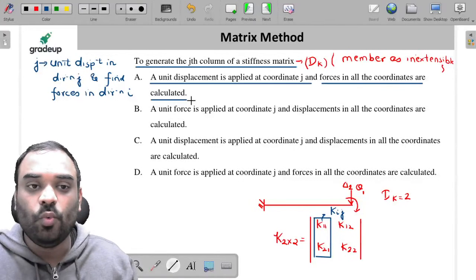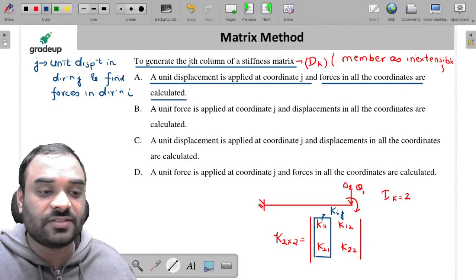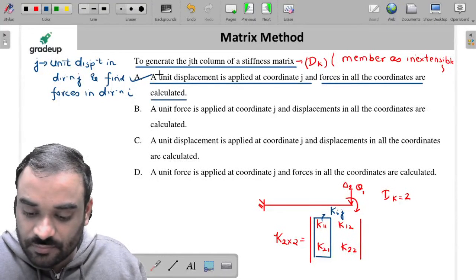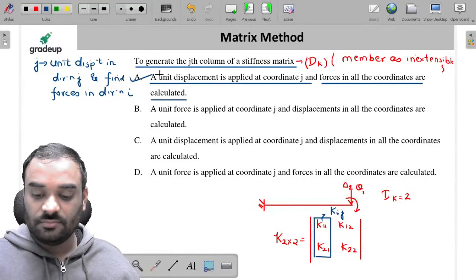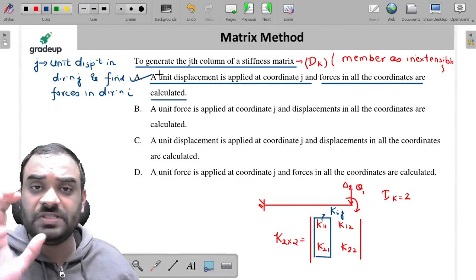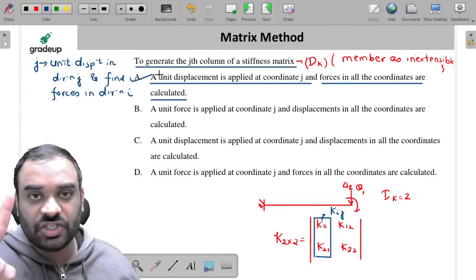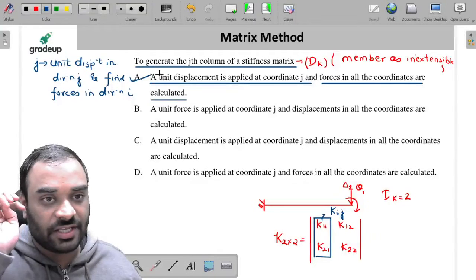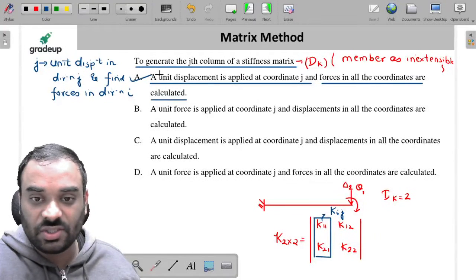Now tell me guys, what will be the correct answer? A is the correct answer. Understood? Clear sabhi ko? A is the correct answer, my dear friends, right? What we have to do, just give unit displacement in direction J and find forces in all the given coordinate direction. So A is the correct answer over here.